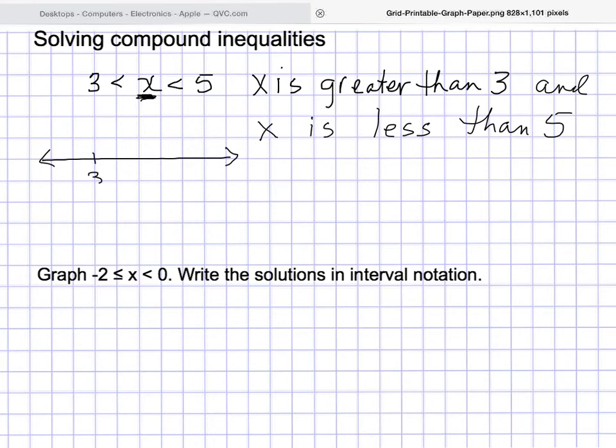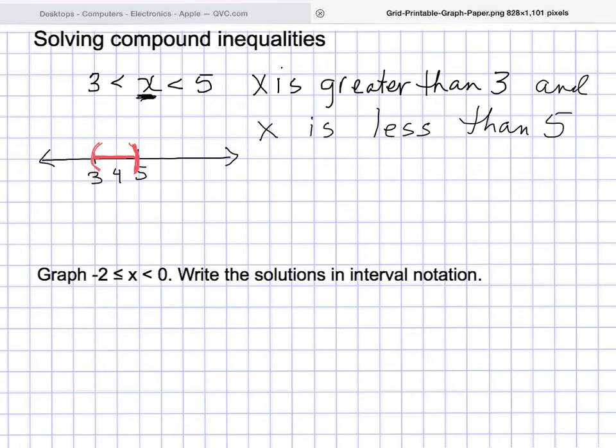If this is 3, and this is 5, the solution to this compound inequality would be all of the x values that are between 3 and 5, but not including 3 and 5 because there's no equal sign on them. So we would put parentheses on 3 and 5, and we would shade in all of the values in between there. So every number in this graph where we have it in pink here is a solution.